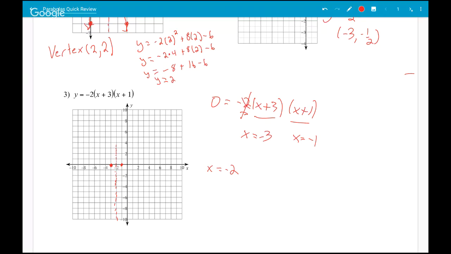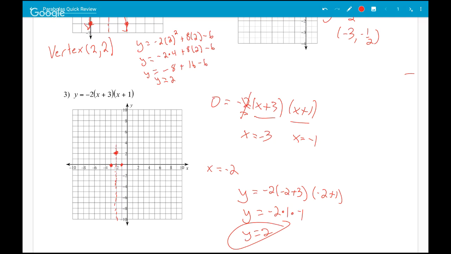How do I figure out the y value? Just like we have many times before, plug it in for x. I'm going to plug that into my equation. I get y equals -2 times 1 times -1. That gets me y equals 2. So x equals -2, y equals 2 is my vertex. I'm well on my way.